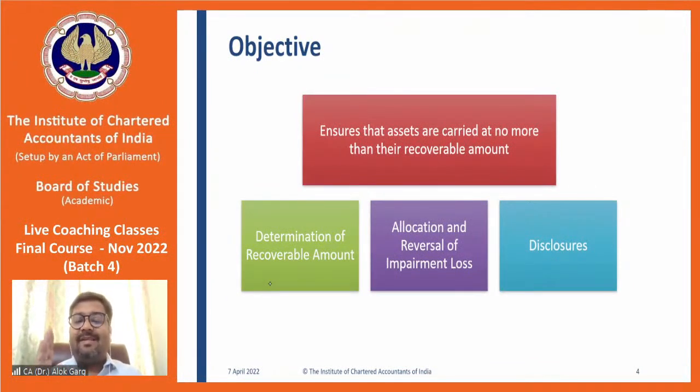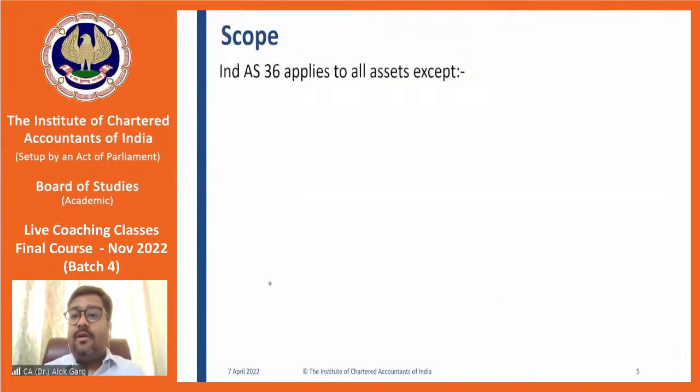So first, every asset should be stated at no more than their recoverable value. Then what is a recoverable value? The standard provides guidance, and the standard provides guidance on the allocation and reversal of impairment losses, right? Coming to the scope part, this standard applies to all assets, right? When I talk about impairment, this standard is applicable to all impairment except, so there is a negative list which is given.